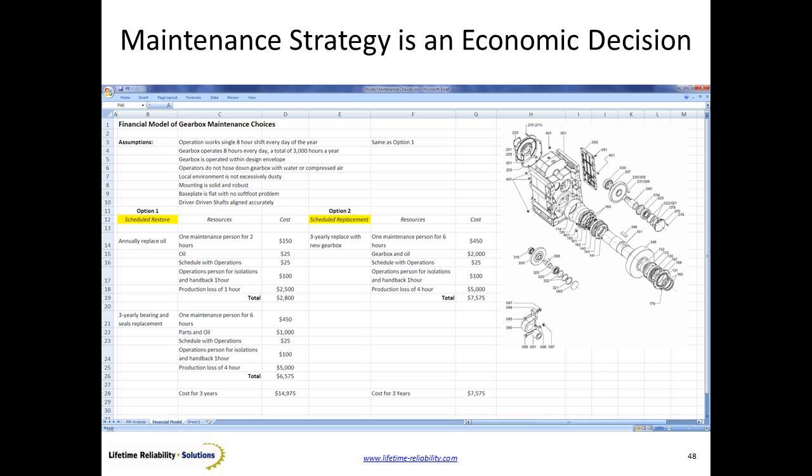So yes, in PEW, we require the numbers to drive the decision.